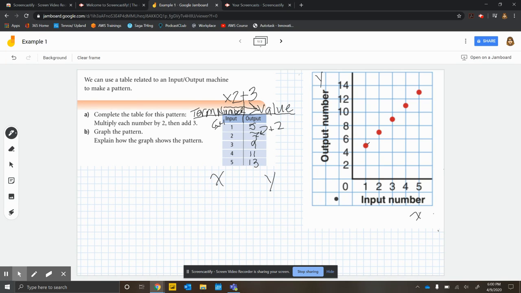Because I have a relationship between my term number and my value, I would be able to find a 50th term using this relationship. 50 times 2 is 100, plus 3 would give me 103, and I would be able to graph the pattern. Awesome.